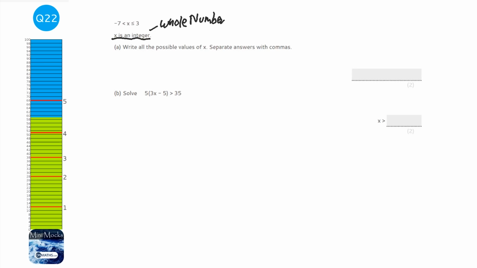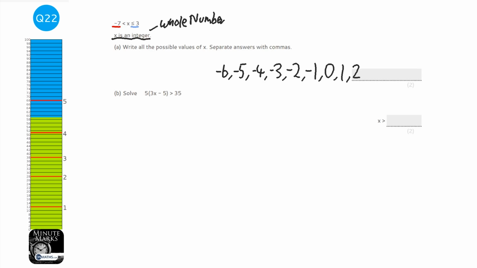Now, x says here, x is greater than minus 7 and is less than or equal to 3. So when it asks you to write down all the numbers that's true for, well, let's have a think. If it's greater than minus 7, then it can't be minus 7. It can't be equal to it. So it's going to be minus 6, minus 5, minus 4, minus 3, minus 2, minus 1, 0, 1, and 2.